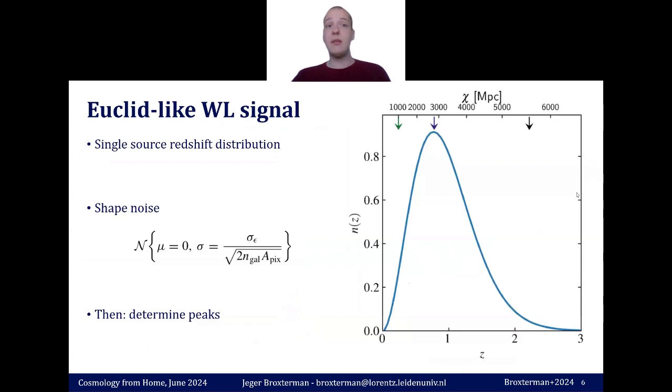So I'm mimicking a Euclid-like signal. I'm doing a ray-traced weak lensing analysis, assuming a simple Euclid-like source redshift distribution, and also applying some noise, and also smoothing the maps. And then on the final maps, I determine my peaks, and then I study the characteristics of these peak distributions.